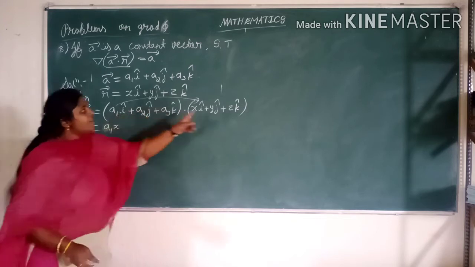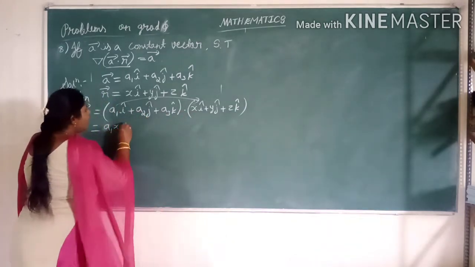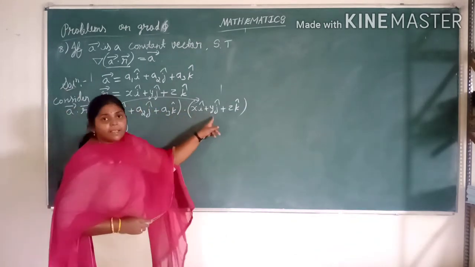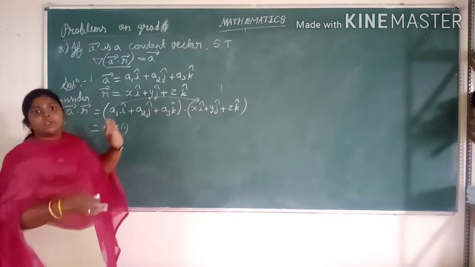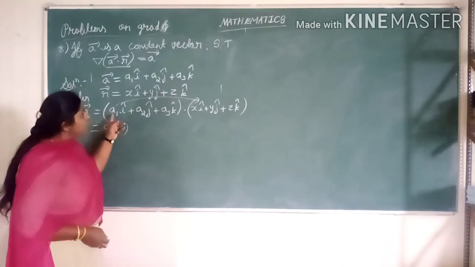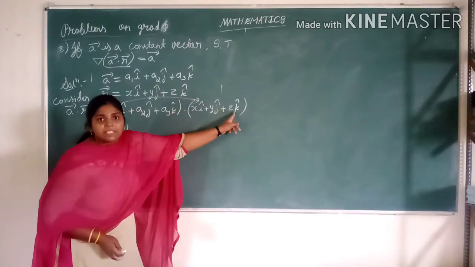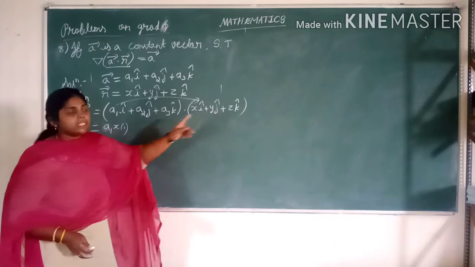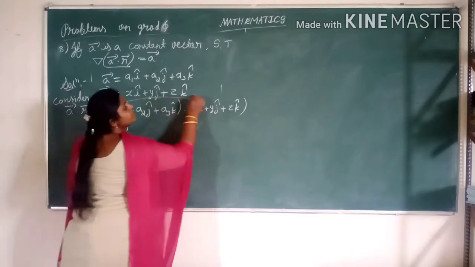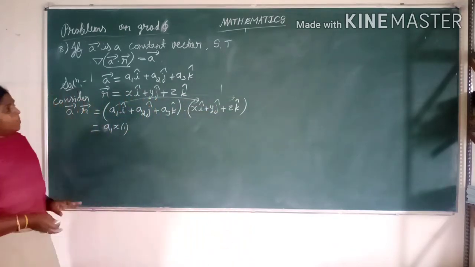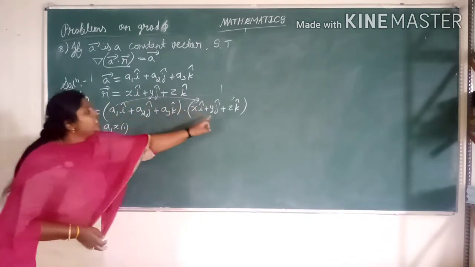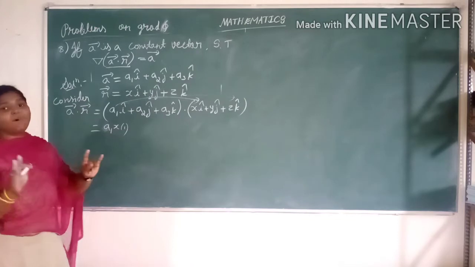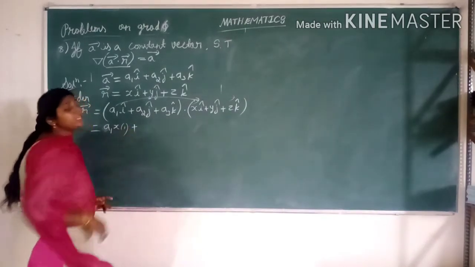A1x into i dot i is 1, plus A1 into y, A1y, into i dot j is 0. 0 into any term is 0, no need to write. Plus A1 into z, A1z, into i dot k is 0. That's why I told you to multiply only the coefficients of i to i and j to j only. This is the trick you want to remember. Then it is clear.